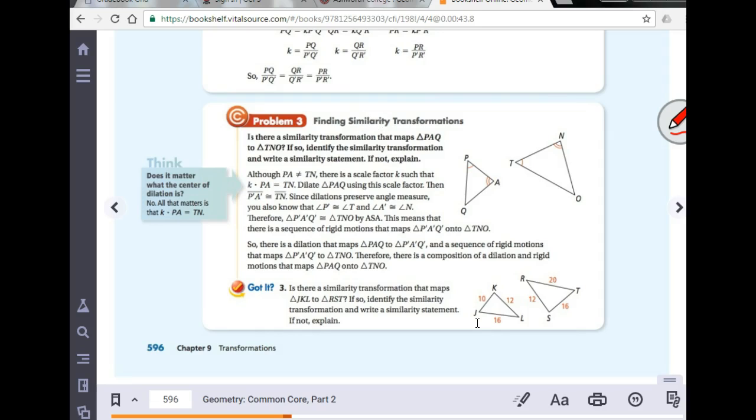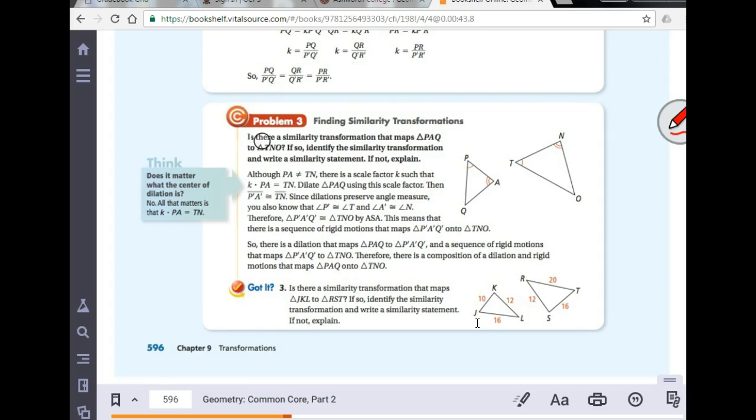Now, we're not finding congruence. Congruence means that all the angles are the same and all the sides are the same. That's a little bit stronger statement than similarity. Similarity says all the angles are the same, but the sides must be proportional to each other.